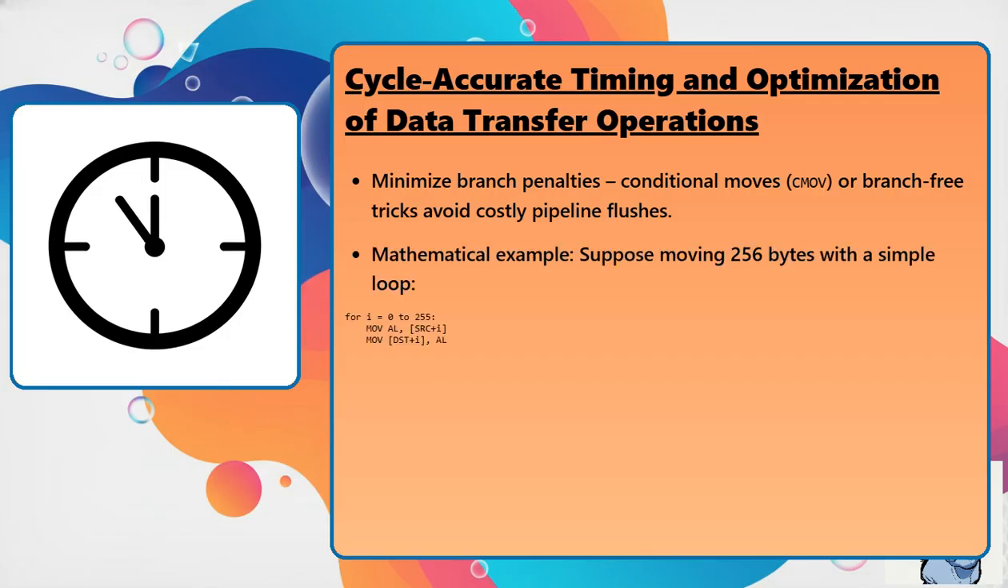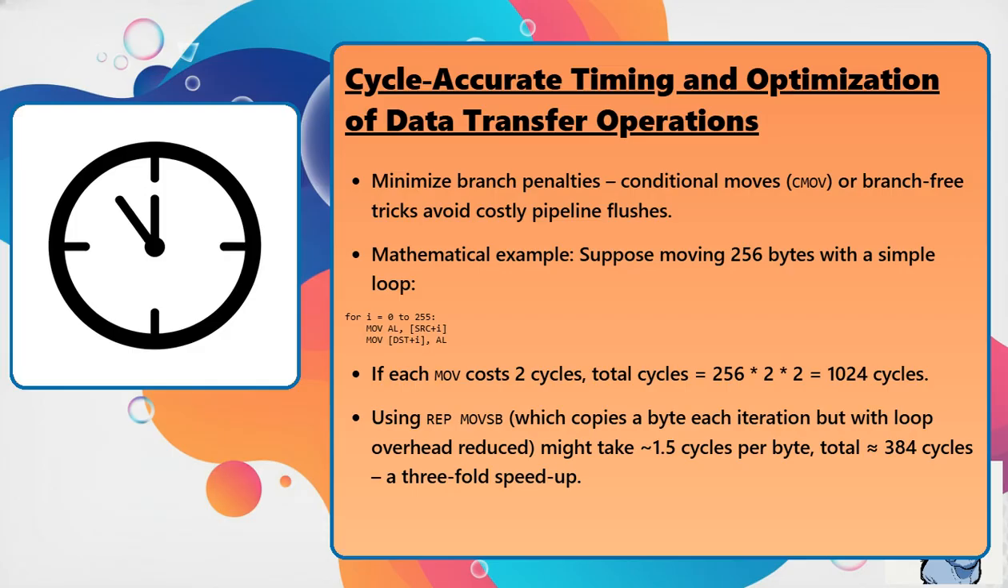Mathematical example. Suppose moving 256 bytes with a simple loop. For i equals 0 to 255, MOV AL, [SRC + i], MOV [DST + i], AL. If each MOV costs 2 cycles, total cycles equals 256 times 2 times 2, which is 1024 cycles. Using REP MOVS, which copies a byte each iteration but with loop overhead reduced, might take about 1.5 cycles per byte. Total approximately 384 cycles, a 3-fold speedup.